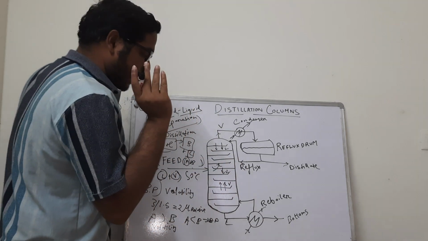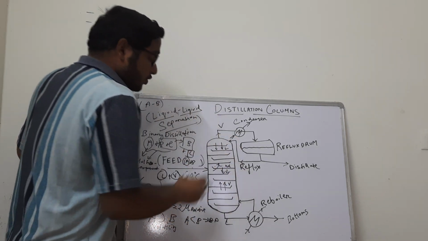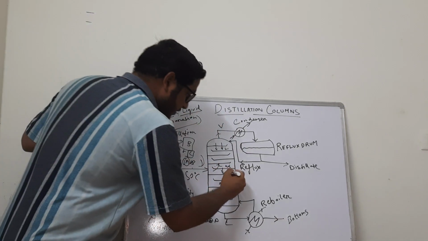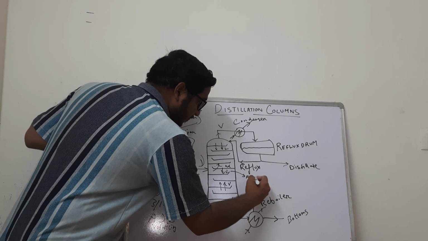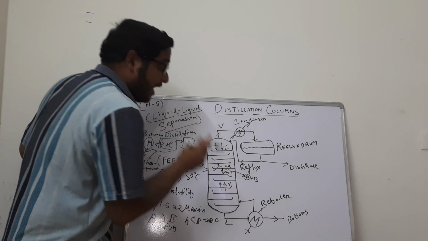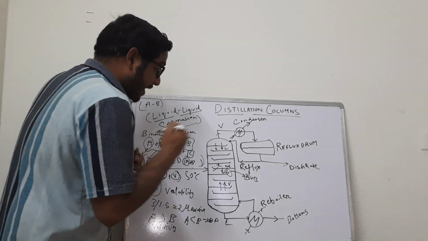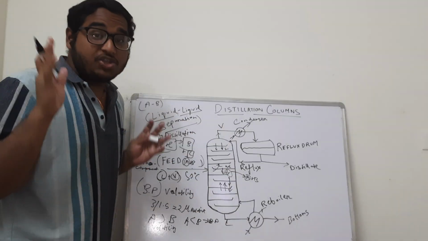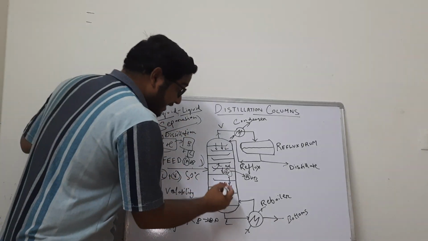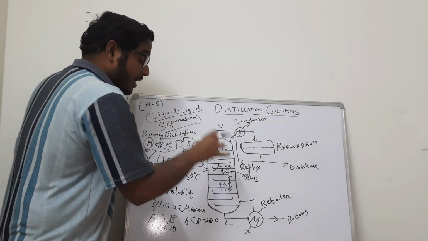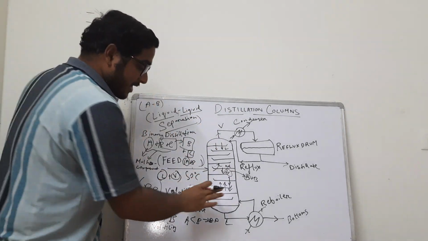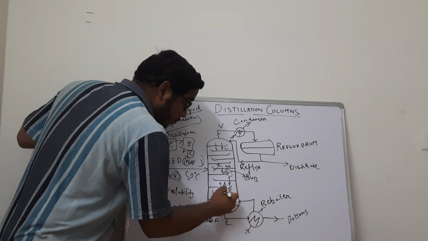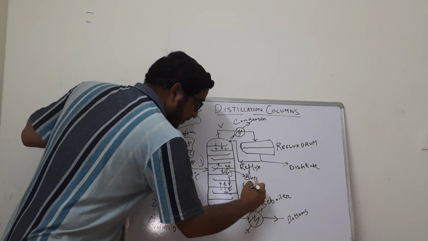Supposedly, feed is introduced on this plate, the inlet plate. So the vapor will go up and the liquid will come down. Now, since the liquid also contains some amount of A and B, with A having a high tendency of forming vapor, as the liquid goes down and interacts with the incoming vapor in each of the plates, there is a tendency of A moving out from the liquid phase to the vapor phase.